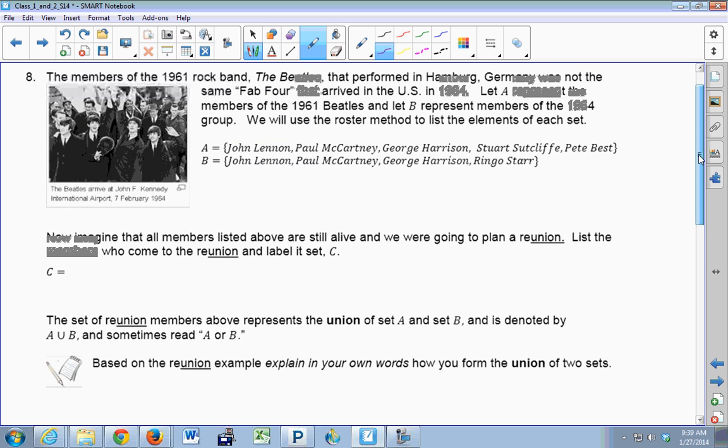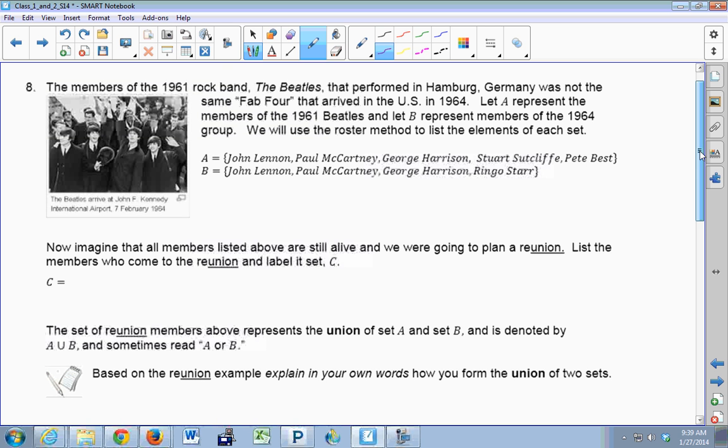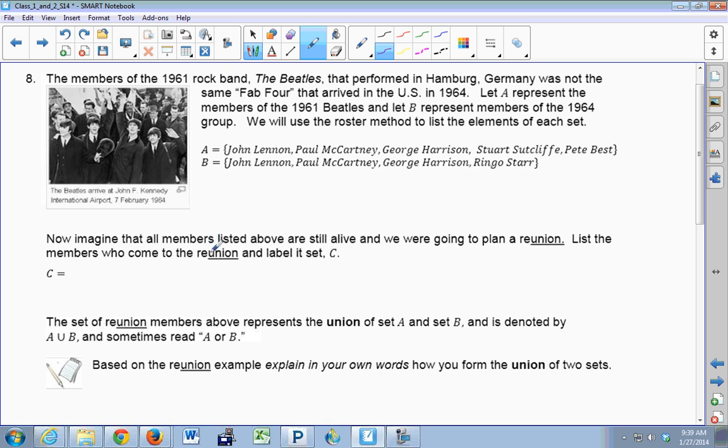Okay, so the whole purpose of doing the Beatles is I want to talk to you about unions and intersections. Now imagine, and this is my little memory device going on here, imagine all members listed above are still alive, so we have to use our imaginations, and we're going to plan a reunion, underline union. List the members who would come to the reunion and label it as set C. So I'm going to start off with my braces. Who would I put in set C? Who would come to the reunion?